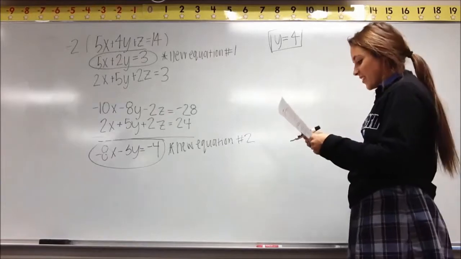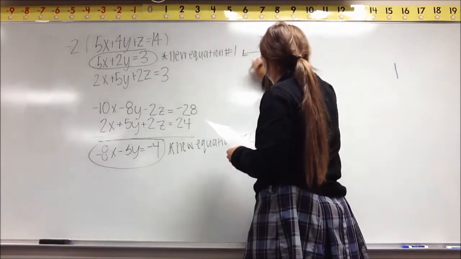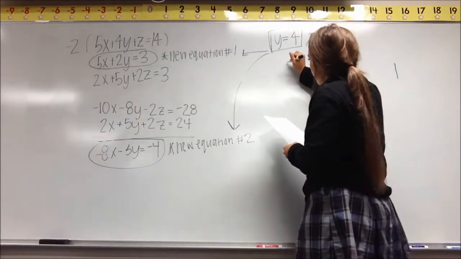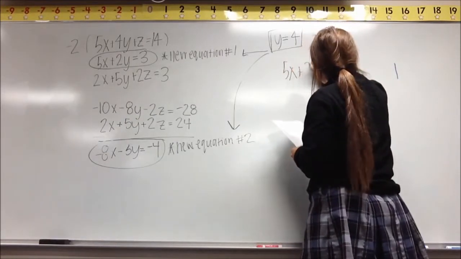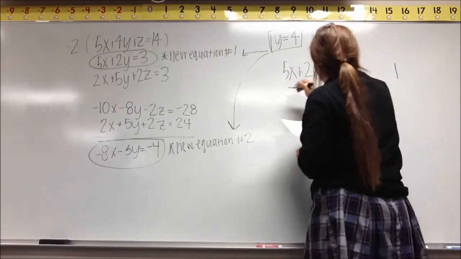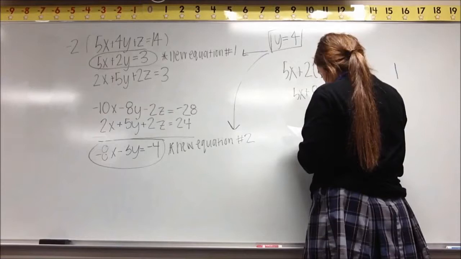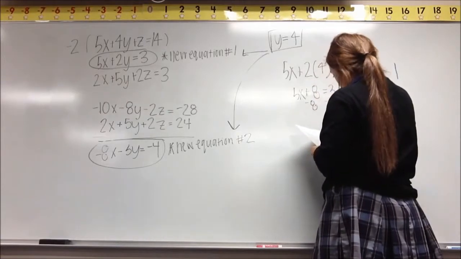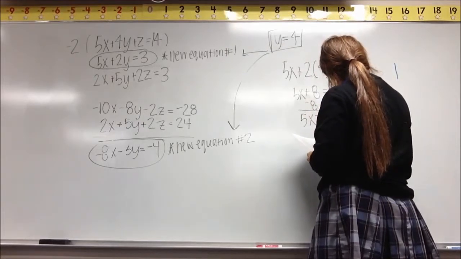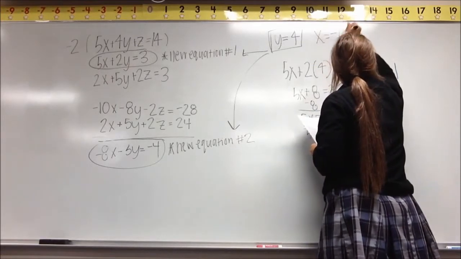Now we're going to solve for another variable, and we are going to plug y into either new equation number 1 or new equation number 2. In this case, we're going to do it in new equation number 1. So 5x plus 2y equals 3, and so it'll be 5x plus 8 equals 3, and then we're going to subtract 8. Then we get 5x equals negative 5, divided by 5, x equals negative 1.